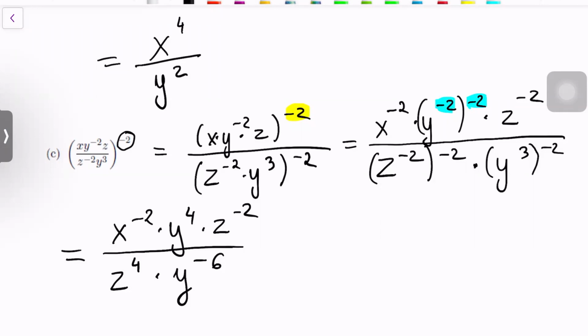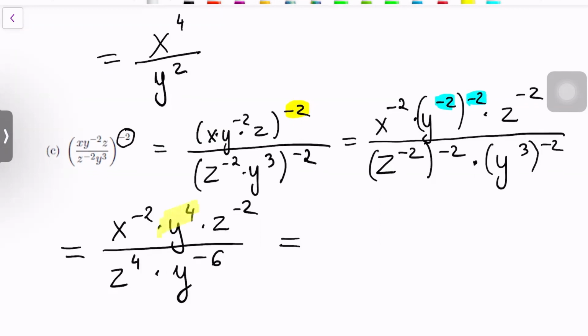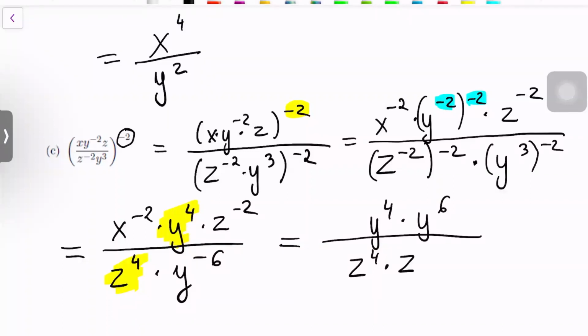And then we're back to what we should know by now what to do. Like previous examples, what has positive power, which I'm going to mark just for myself to keep track, stays where it was, but everything else has negative power, so I will try to rearrange it. So y to the power 4 stays where it was. Then I will add to it y to the power 6 because I brought it from the bottom. Then z to the power 4 stays where it was, but then z to the power -2 will become z to the power +2 on the bottom, and x squared.